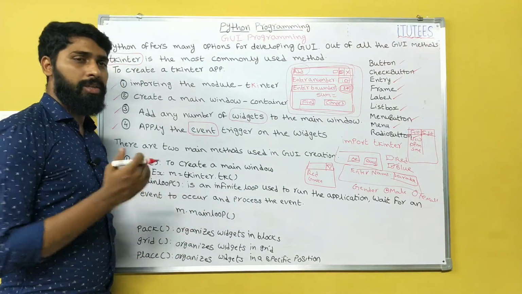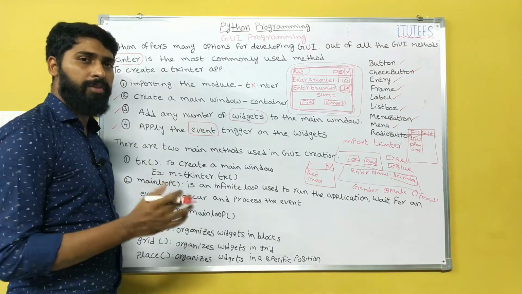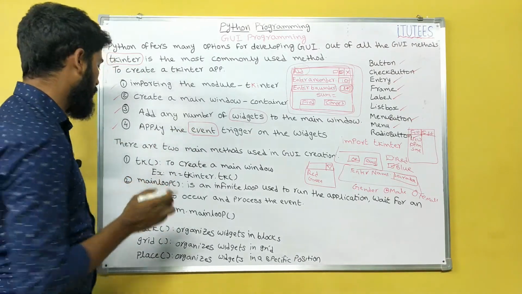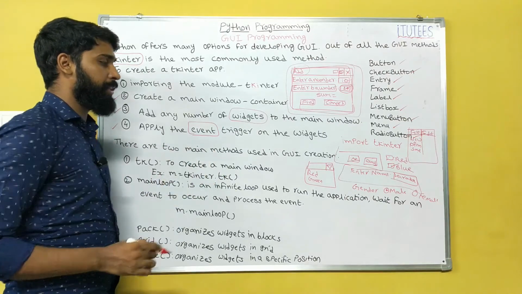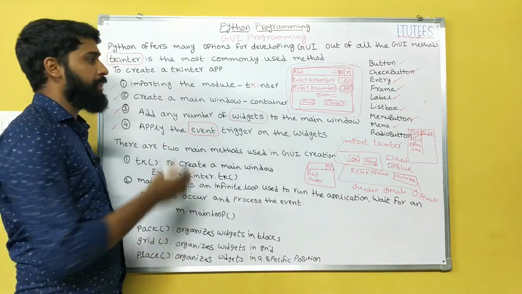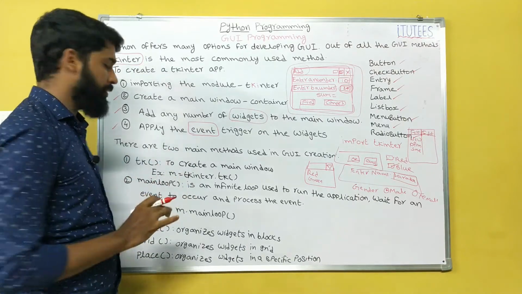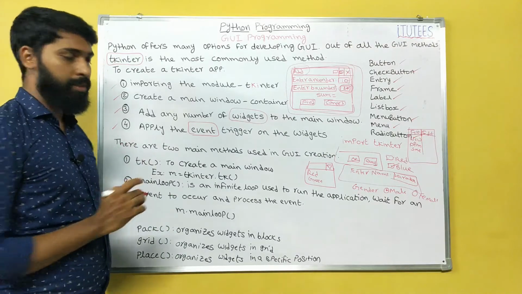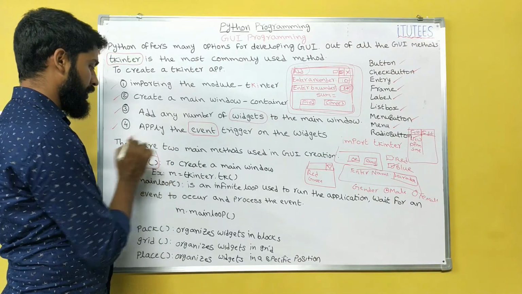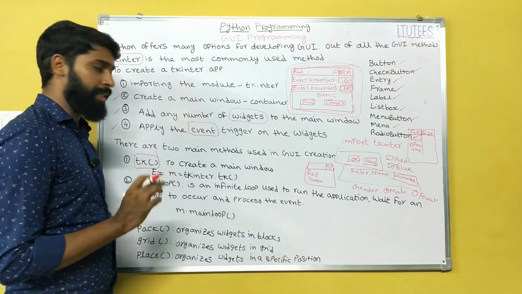Now we see how to create a window. The first program is a small window we are going to create. There are two main methods used in GUI creation. In any program you write, these two methods must be present. What is the first method? Tk. The Tk method is in the Tkinter module, in the Tkinter class.